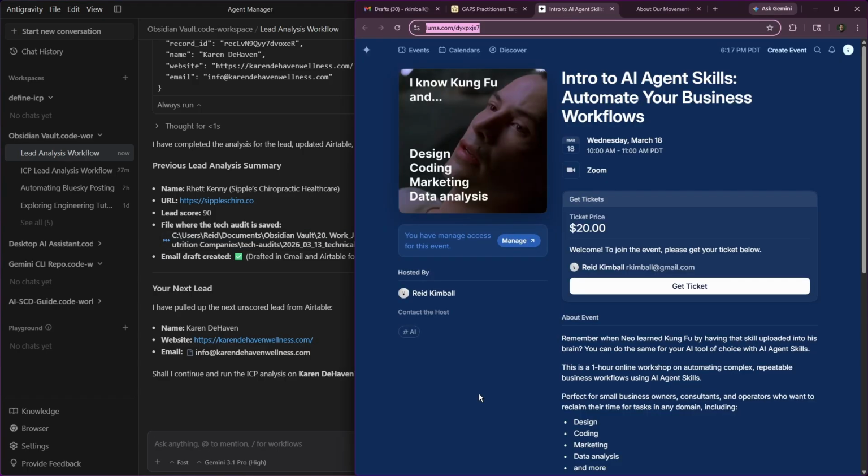Remember in the Matrix when Neo learned Kung Fu by having it uploaded directly into his brain? That is exactly what agent skills are for AI. I uploaded the skill of being a lead generation analyst directly into my AI agent. You can build these skills to automate almost any complex, repeatable workflow in your business, whether it's marketing, data analysis, coding, filling out PDF forms, or updating your contact management system. If you do it frequently, you shouldn't be doing it manually.